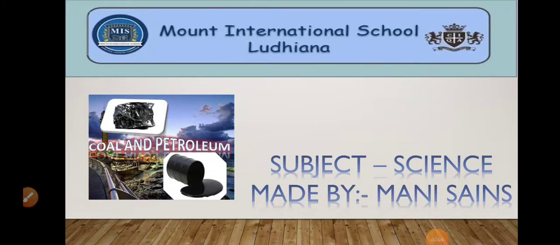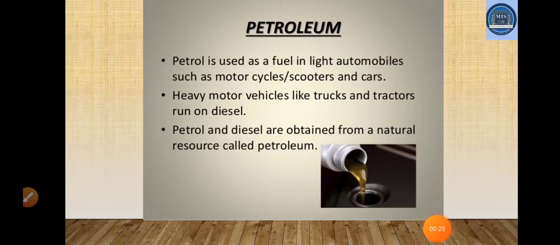Students, we have started with the chapter Coal and Petroleum, and in today's video we are going to learn about petroleum, how petroleum is formed under the earth and how it is used to obtain a number of products. So, let us start with petroleum. Petroleum is an exhaustible natural resource like coal.